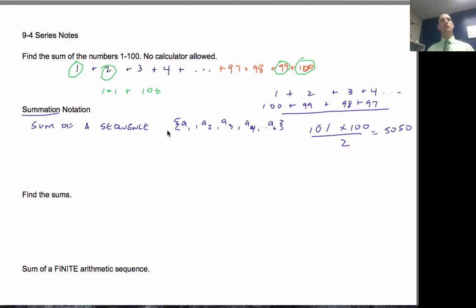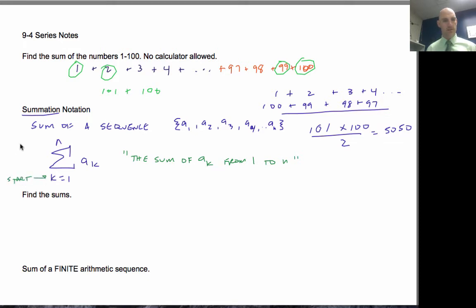And when we do the sum of the sequence, we're going to use a special notation. That special notation is this big Greek letter sigma. And the notation looks like this: k equals 1 of a sub k. And so here's how it works, right? So this would literally be read the sum of a sub k from 1 to n. Okay? And so down here, this is where you start. And this is where you finish. This defines each term.